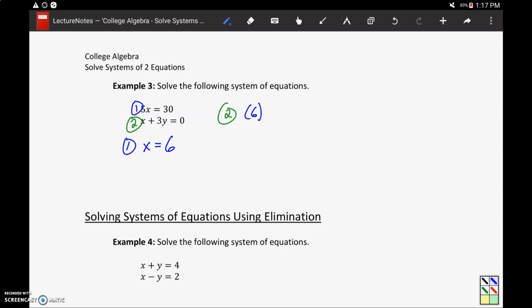In place of x, we'll plug in 6 plus 3y is going to be equal to 0, which will give us 3y is equal to negative 6, or y is equal to negative 2. So that ends up giving us the solution 6, negative 2 as the point where those two lines intersect.